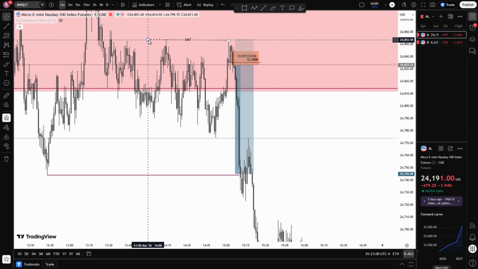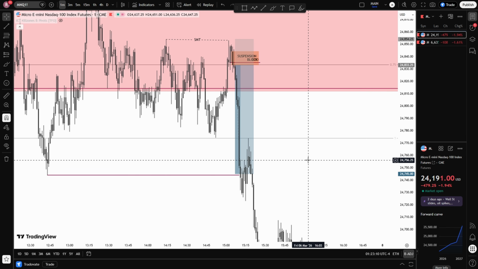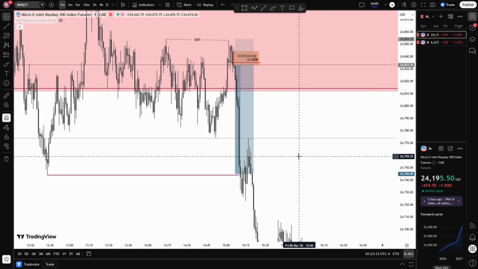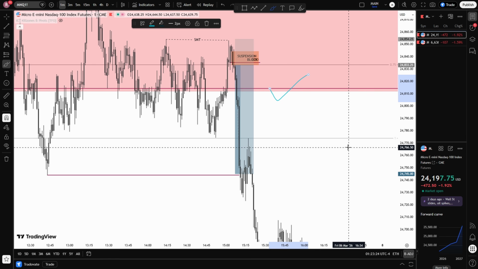Price simply taps into the suspension block and then delivers the move exactly where we expected it to go, which is straight into the sell-side liquidity resting below. You can see how clean and simple the reaction is, and that is exactly why this concept can be so powerful when used correctly in your trading.